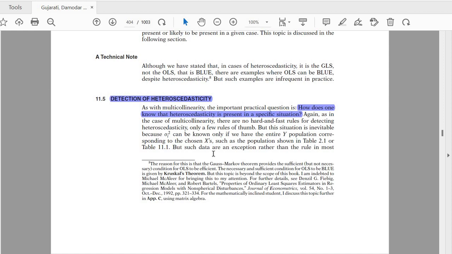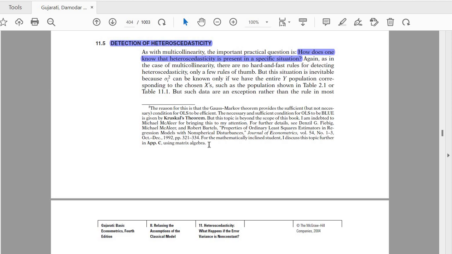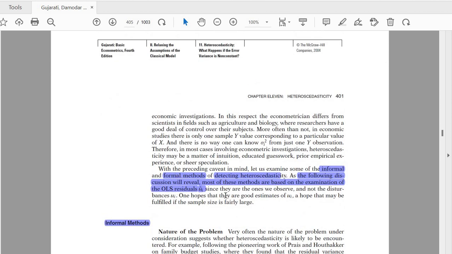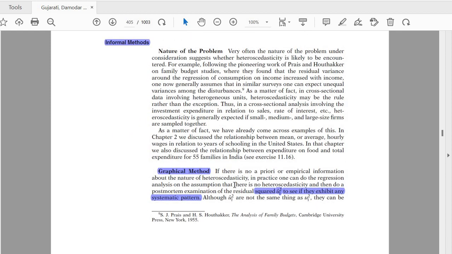हम ग्राफ क्या बनाते हैं? We try to study the pattern of how ui squared is changing, right? Now what is ui squared? ui squared is basically the random term, right? और हम देखते हैं कि जब ui है, ui किस तरह चेंज हो रहा है जब y hat चेंज हो रहा है। So there is a graph we will make in which on the x-axis we will take y hat, and on the y-axis we will take u hat, and we'll check the pattern of it. So look at this. This is nature of problem informal. ये graphical method आ गया.